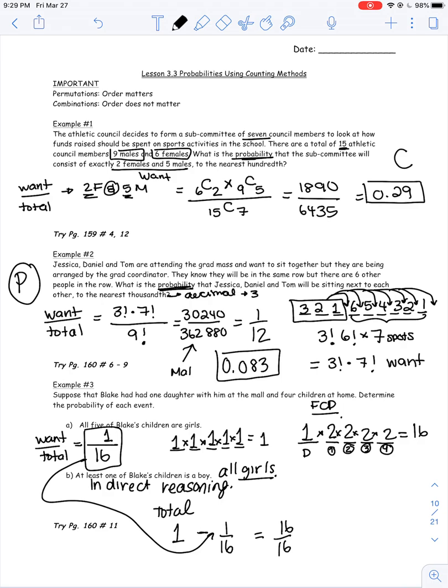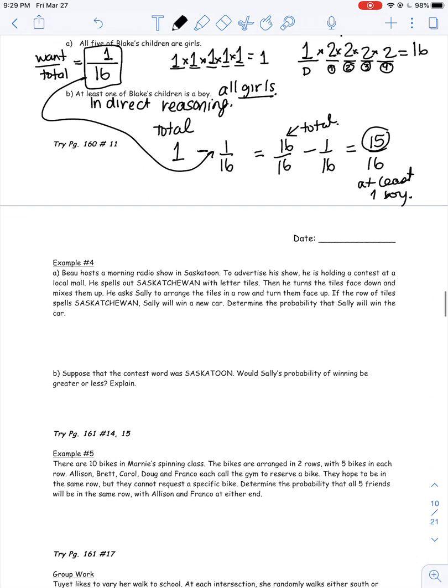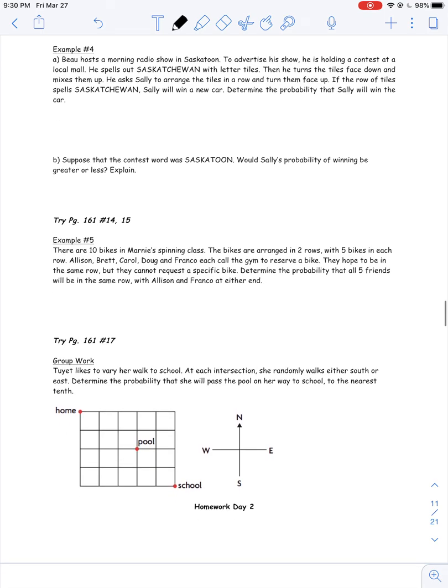If you're doing fractions, you always want to get the same common denominator. So 16 over 16 is the same thing as 1. And what we're doing, so this is still our total. Instead of 1, we're writing 16 over 16. We're subtracting the time where there is all girls, which is 1 time out of 16. And then that means that every other case, meaning 15 cases out of 16, will have at least 1 boy. So that's our answer. So indirect reasoning, we took 1, subtracted where all of them were girls, and we got every case where there would be a boy.